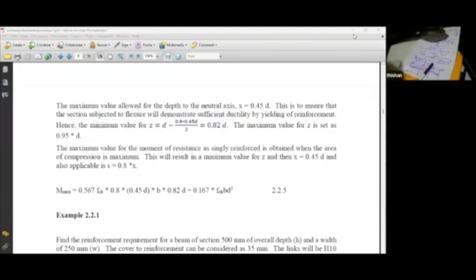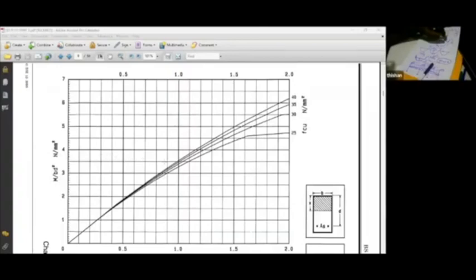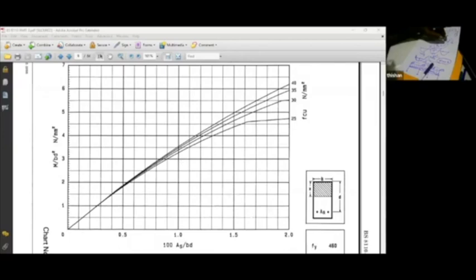How do I say all that? Let me look at this. Now look at this: M over bd squared less than 3. What is 100 As over bd? No problem. There is a 100 As over bd value and it's singly reinforced.